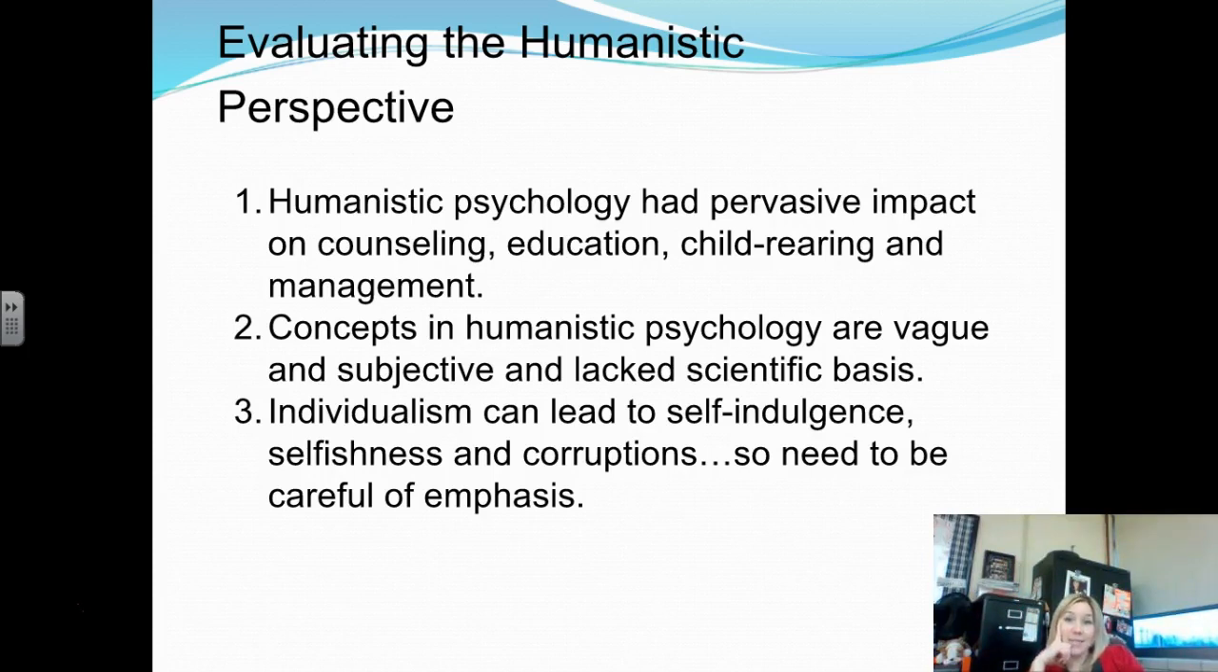Here's the thing with humanism. It sounds great, and many, many areas of our society have been impacted by that. Counseling, education, child rearing practices, even management concepts about encouraging you to reach your full potential in terms of growth and accepting yourself as you are. Problem is, these are really vague concepts and super subjective. How do you know one person is self-actualized over another? And how do you scientifically measure self-actualization? Because seeing this gap between your ideal self and your real self is just not scientific in any way.